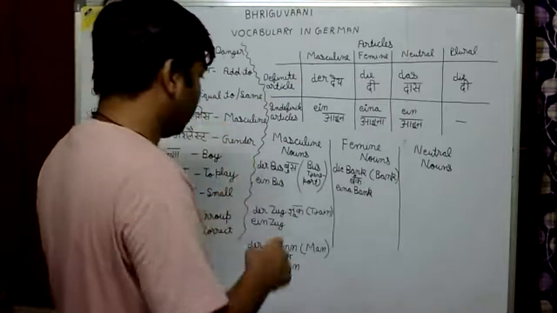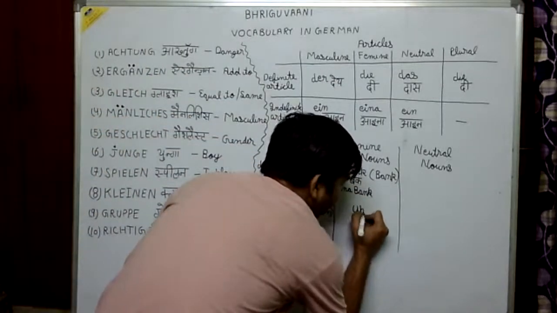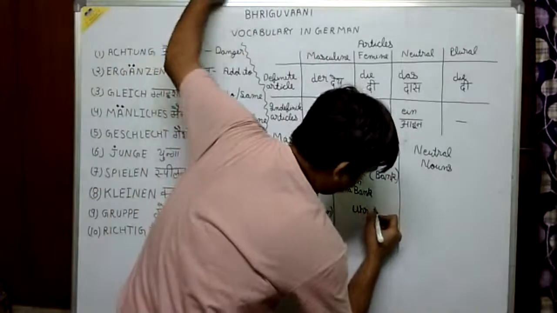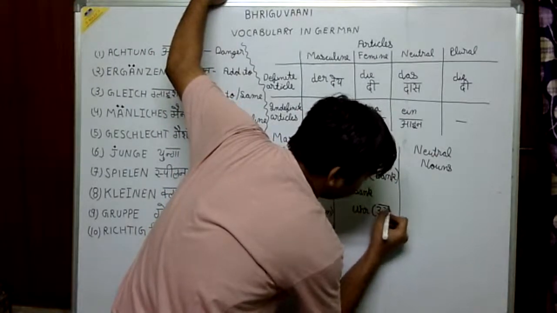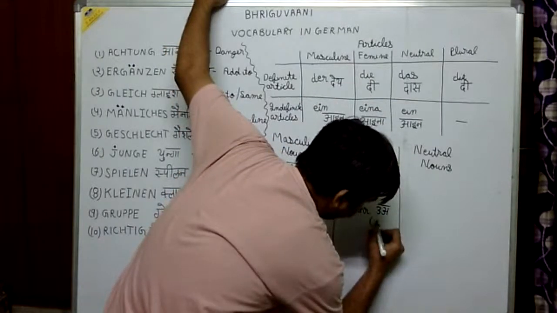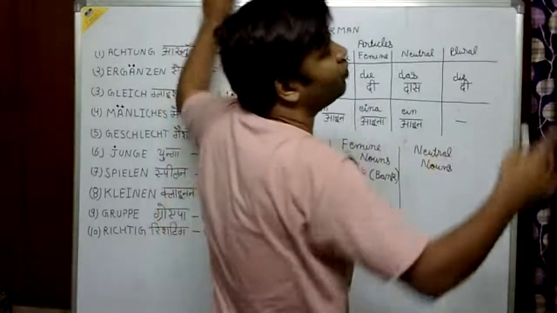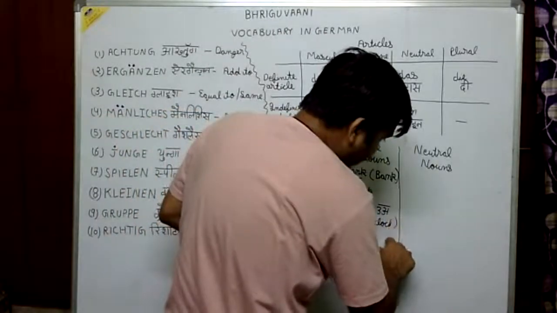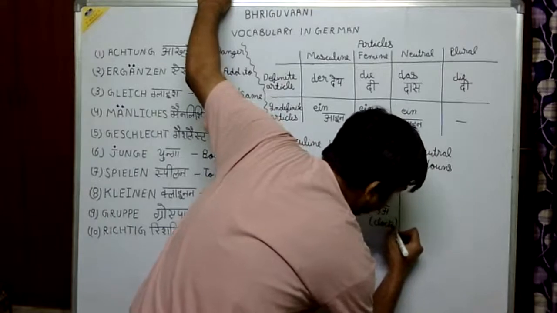The next word we have is Uhr. What is this Uhr? This Uhr means clock. The clock which tells us the time.